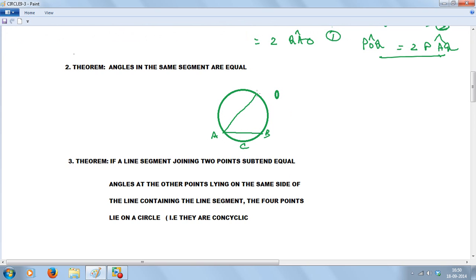You join any point on the circle, and the angle is the same. Angles in the same segment are equal. You join this point, this point, this point. So this angle is the same at any point of the circle on that side. This side is different. In the same segment, angles in the same segment are equal.